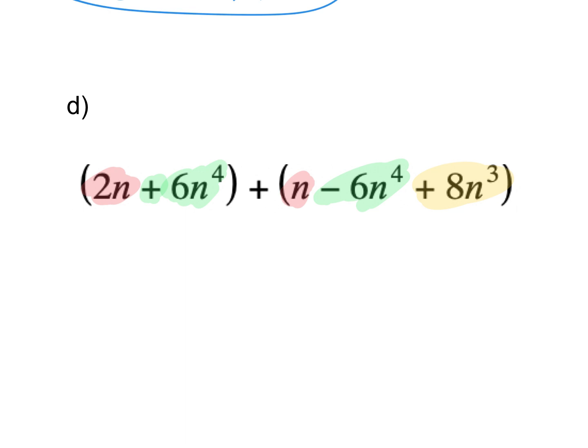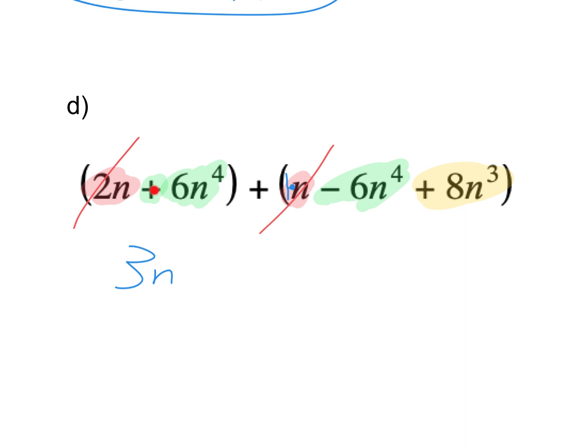So first we have 2n plus n. And remember, if we have plus n and there's no coefficient in front of it, we can assume there is a 1 there, because if I put 1 times n, that is the same thing as n. If I multiply anything by 1, that does not change its value. So 2n plus 1n is 3n. And then just to keep track, I'm going to cross off anything that I've already combined. So we added those, so I don't need to worry about them anymore.